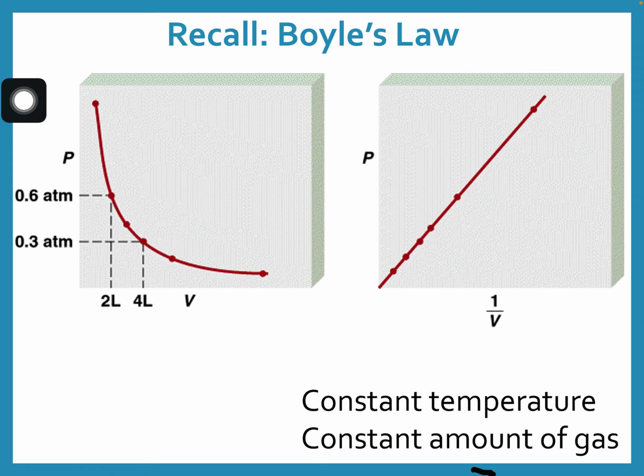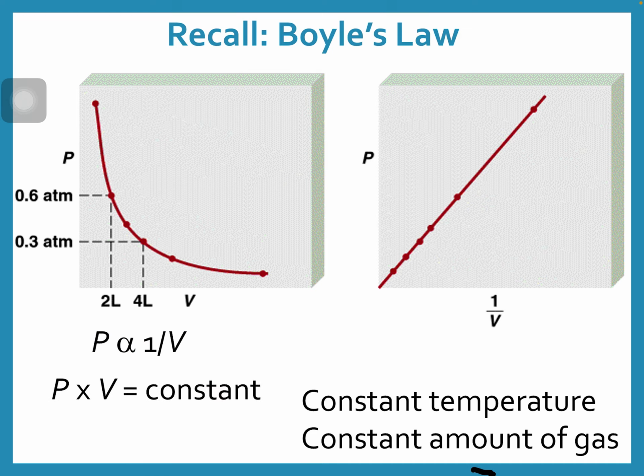So as I take my pressure and volume and multiply them together, I get the same answer. So I have an inverse relationship between pressure and volume. As one increases, the other decreases. Multiplying the two values together is going to be the same if the temperature and the amount of gas remain the same. So if my pressure increases, to keep it that same number, my volume would decrease. So that was our formula for Boyle's law: P1 times V1 equals P2 times V2.